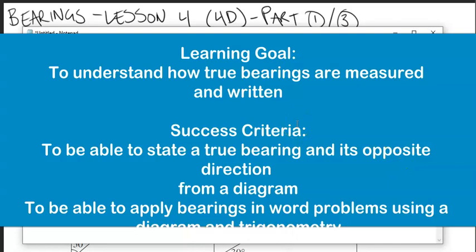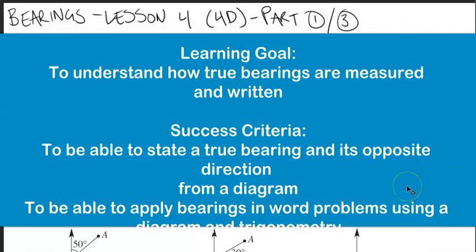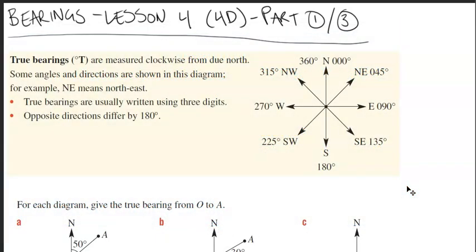The learning goal for this topic is to be able to understand how true bearings are measured and written, and the success criteria for this topic is to be able to state a true bearing and its opposite direction from a diagram, and to also be able to apply bearings in word problems using a diagram and trigonometry, which is from the previous topics. For now, let's have a look at what true bearings are.